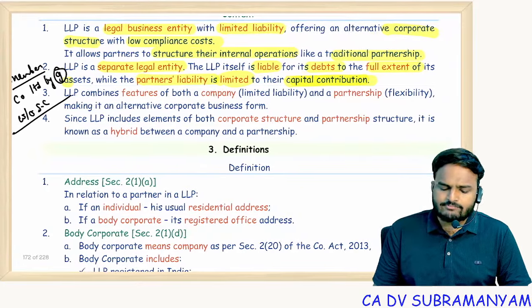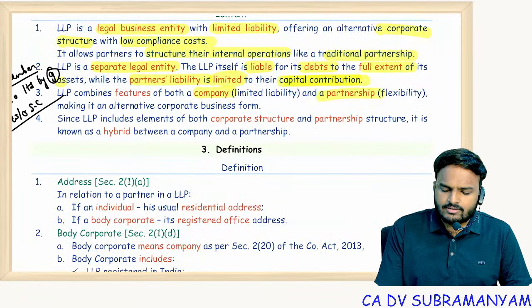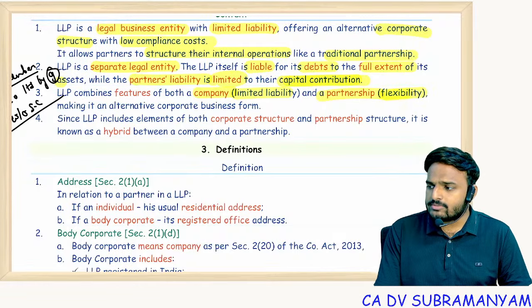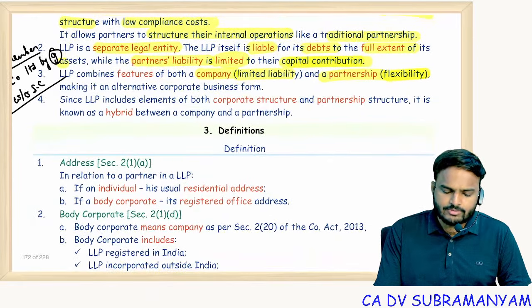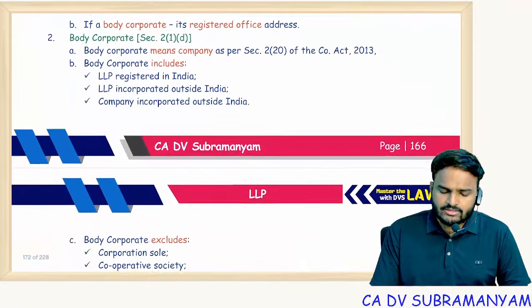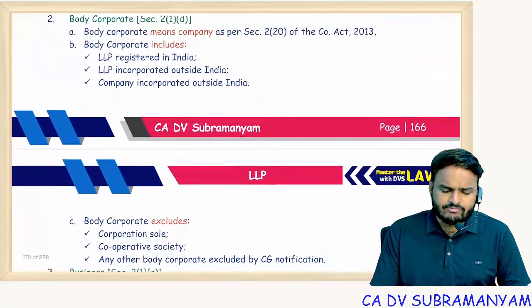LLP combines features of both a company and a partnership. From the company point of view, limited liability and separate legal entity. From the partnership point of view, flexibility in management. Since LLP includes elements of both corporate structure and partnership structure, it is known as a hybrid between a company and partnership. Coming to the definitions, three definitions are very important.